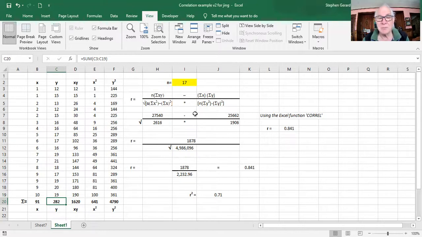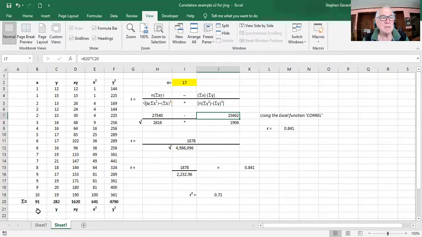Now, these things all get put back into the formula. N times the sum of the XY's. I'm going to click on this, and what I have here is I12, N, times D20. D20 is down here, 1620. So N, 17, times 1620. That's what that number comes to. This one over here is B20 times C20, the sum of the X's times the sum of the Y's.